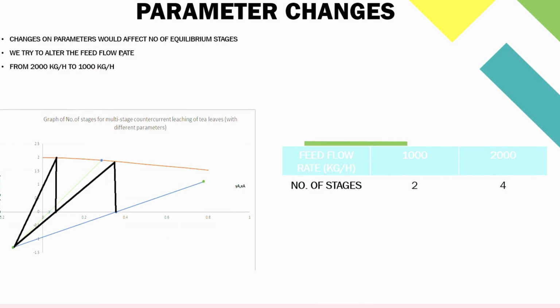Now we look into some parameter changes. Here, with the same condition, we only change the feed flow rate by decreasing it by half, and we could see we got a lesser number of stages.